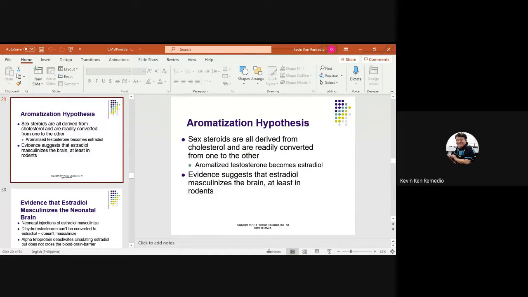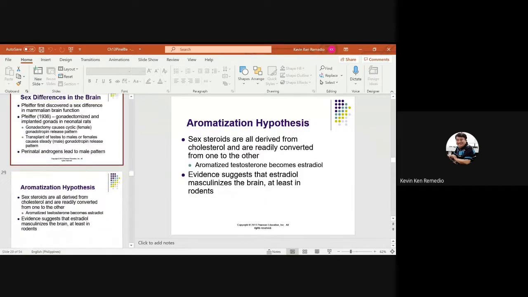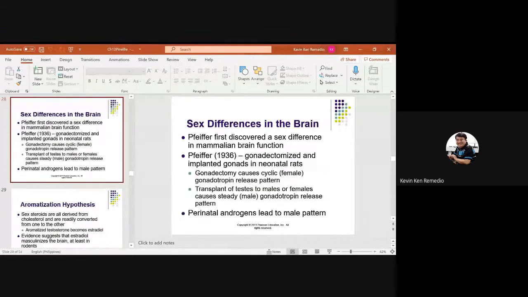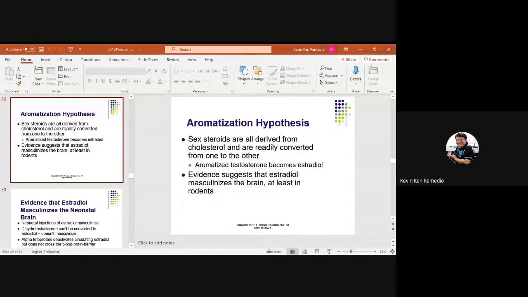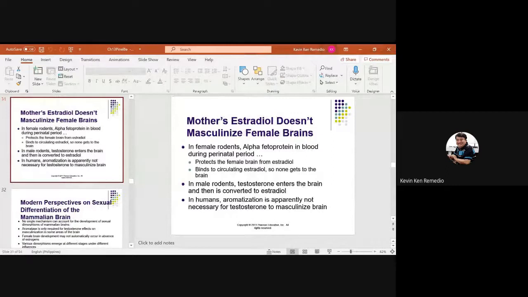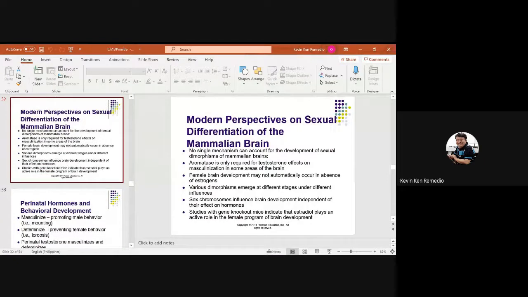So this aromatization hypothesis, we will not include it because it is not that important. So please also try to determine the slides that I am skipping. So 29, 30, 31, I will skip. Okay? Now we go to the modern perspectives on the sexual differentiation of the mammalian brains.